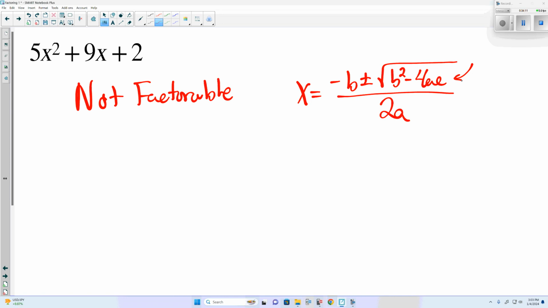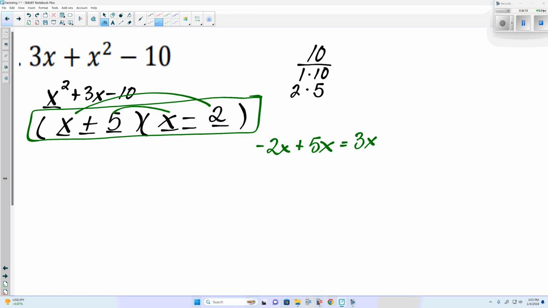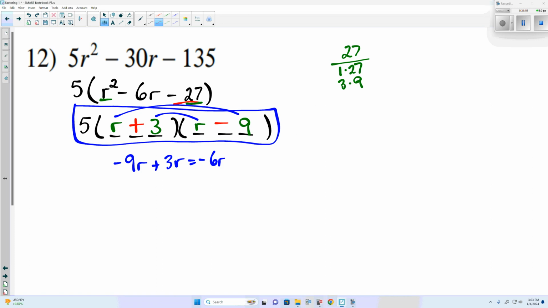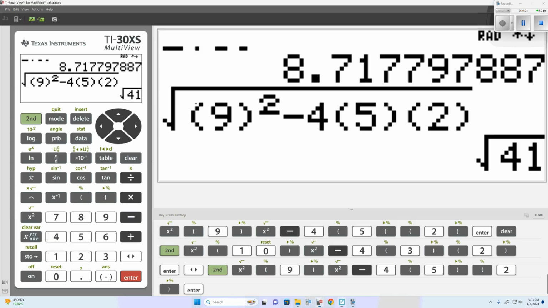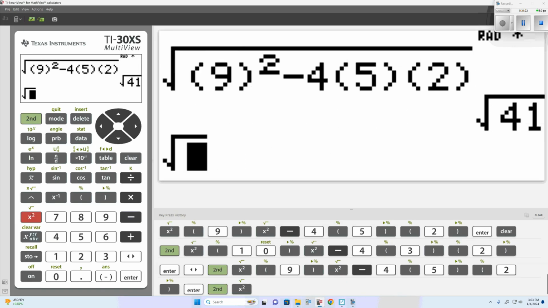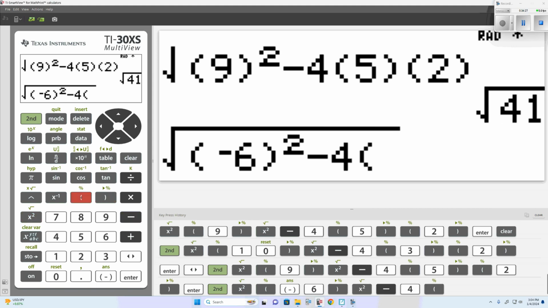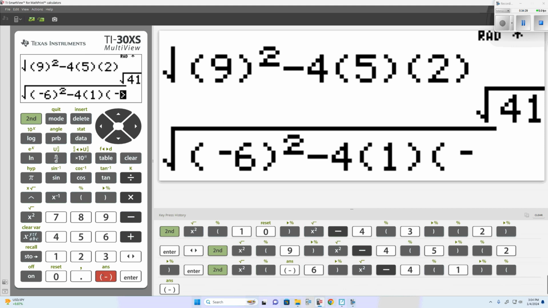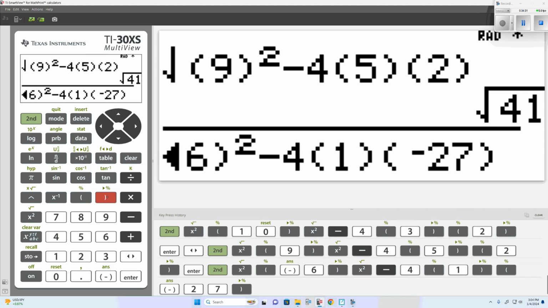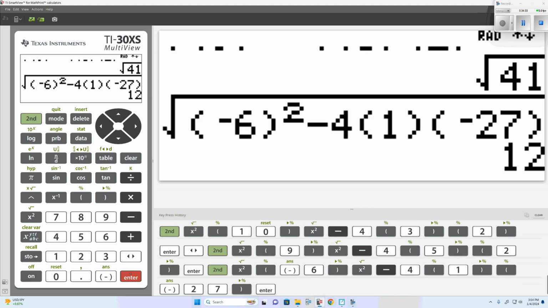Right. Now the last one we did that did work, well, we can even look at this one here. Our r squared minus 6r minus 27. If we plug this in, it'd be second square root. Negative 6 squared minus 4 times 1 times negative 27. And it works out to be 12, so it does factor.